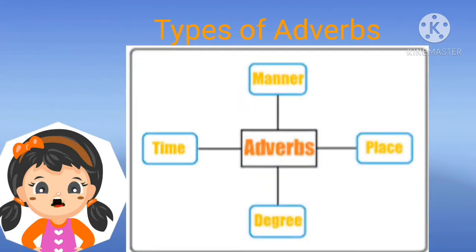Types of adverbs. Adverbs are classified into four types. Adverb of manner describes how the action has taken place, whether carefully, slowly. Second one, adverb of place describes where the action has taken place, here, there. Third one, adverb of degree describes how much the action has taken place, whether it is often, regularly, seldom. An adverb of time describes when the action has taken place, whether it is today, tomorrow, yesterday.